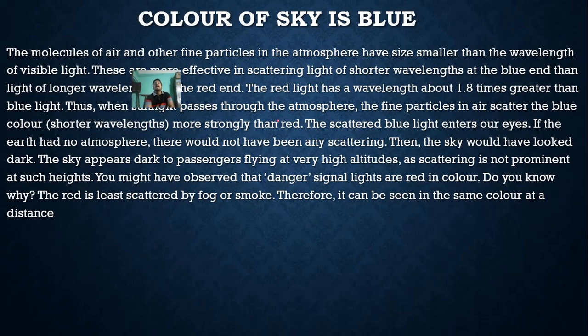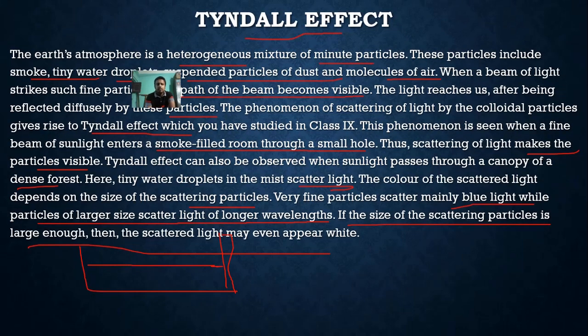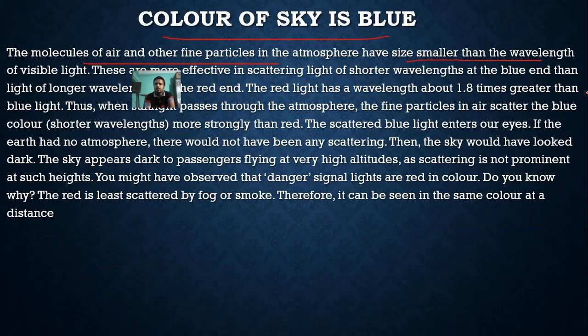Why is the color of the sky blue? The molecules of air and other fine particles in the atmosphere have a size smaller than the wavelength of visible light. The molecules of air means the particle size of the molecules of air or other fine particles like the smoke you have seen, dust, suspended particles of dust and molecules. Their size is much smaller as compared to the wavelength of visible light. By visible light, I mean VIBGYOR.